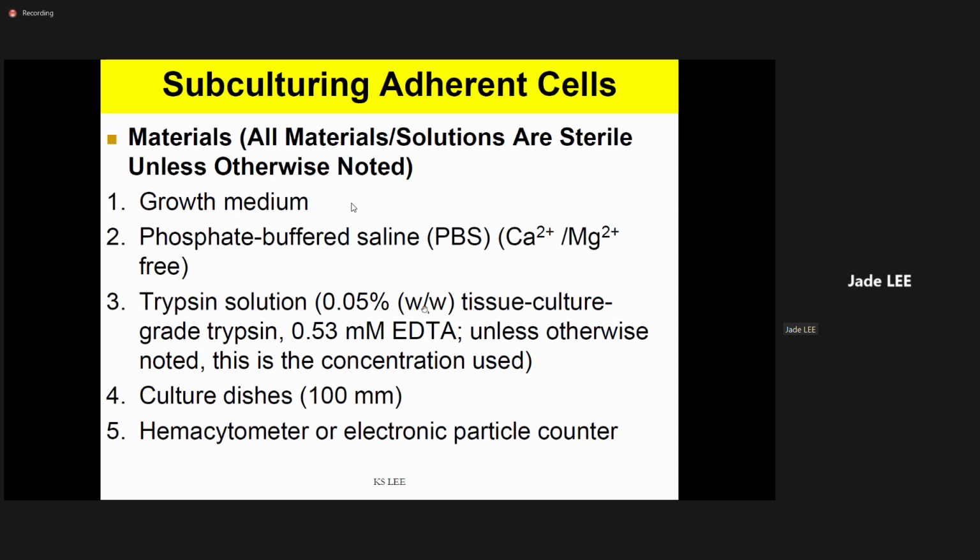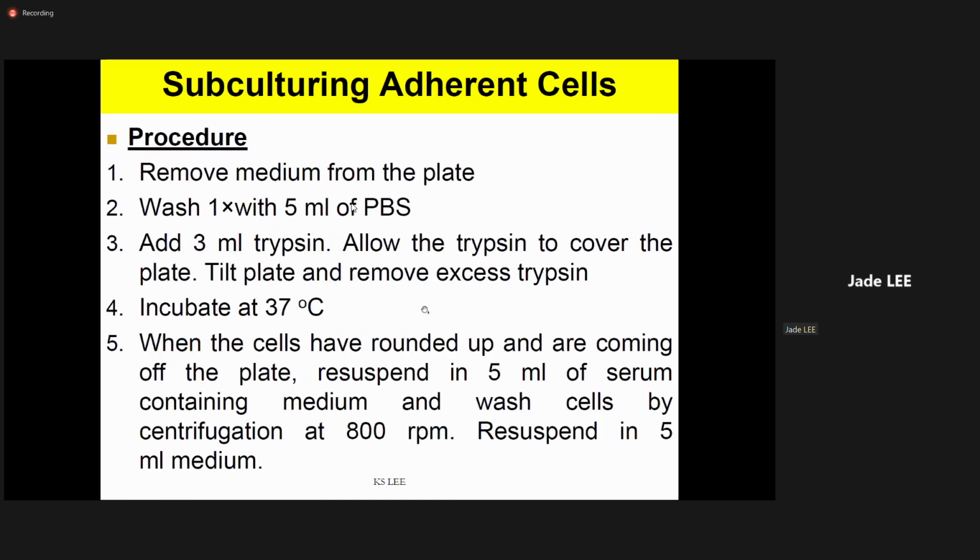Okay. So the procedure is you remove the media from the plate, because you culture the cells on the plate. After that you wash once with 5 ml of PBS, which is phosphate buffered saline, and add 3 ml of trypsin. Allow the trypsin to cover the plate, tilt the plate, and remove excess trypsin. The function of the trypsin here is to digest a bit of the protein, because the cells will probably attach together. So the function of the trypsin is to isolate them into individual cells. Then you incubate at 37 degrees Celsius.